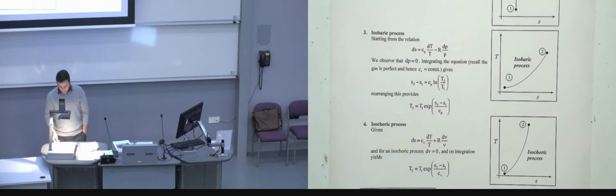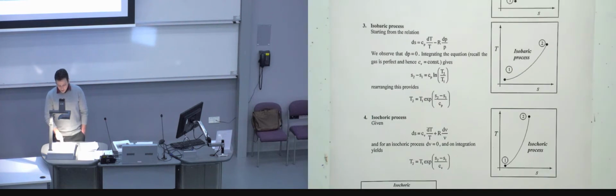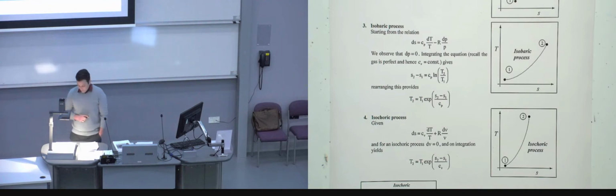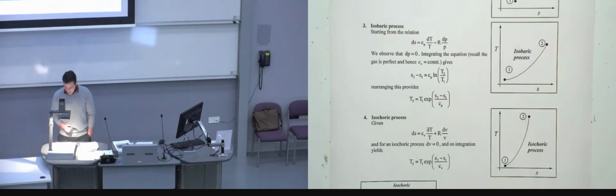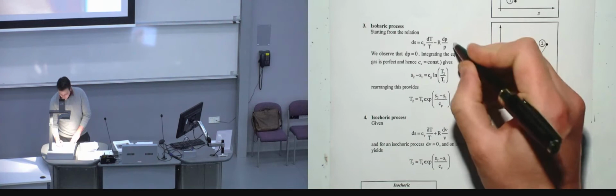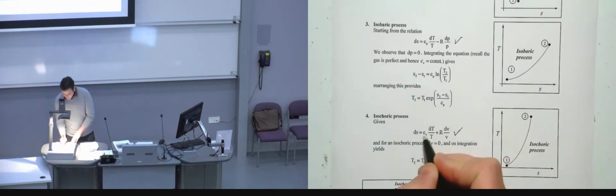Isobaric and isochoric processes are slightly more complicated because we need to start looking at the equations that we've got for ds when it comes to perfect gases. So in the last lecture and before that, I started deriving some equations for ds. Remember, we derived this equation and we also derived this equation. And these are the equations that we use for constant pressure and constant volume processes. And you can tell by having Cv and Cp in here.